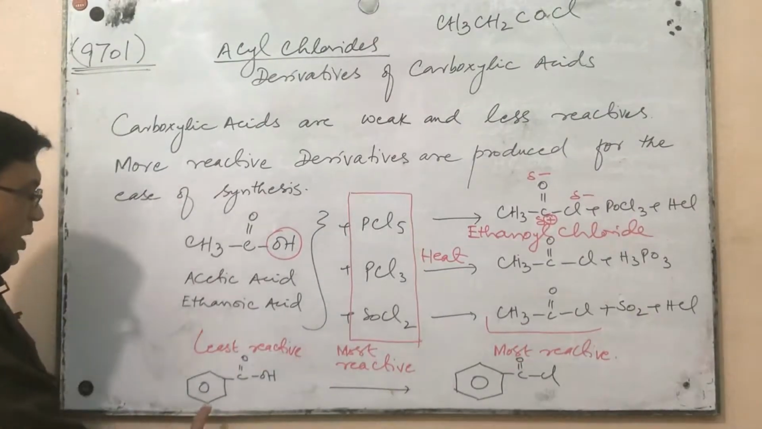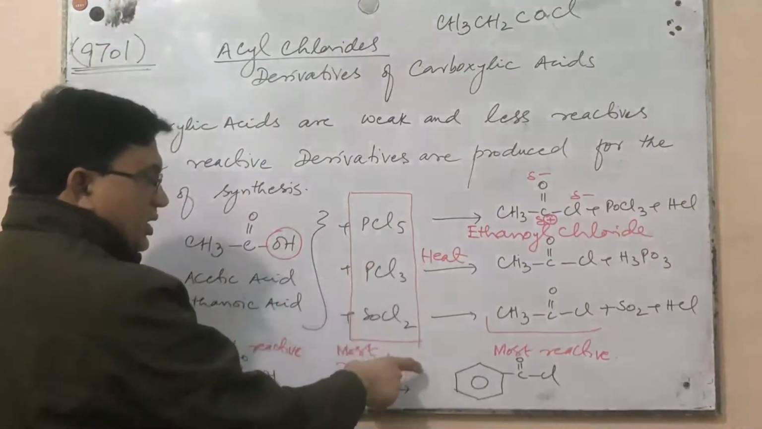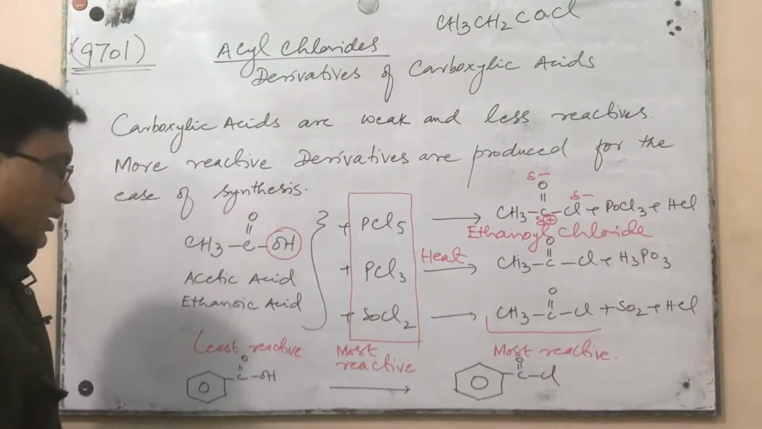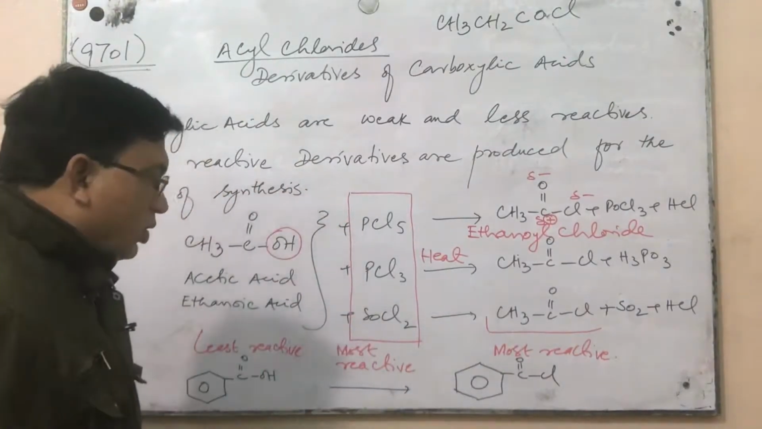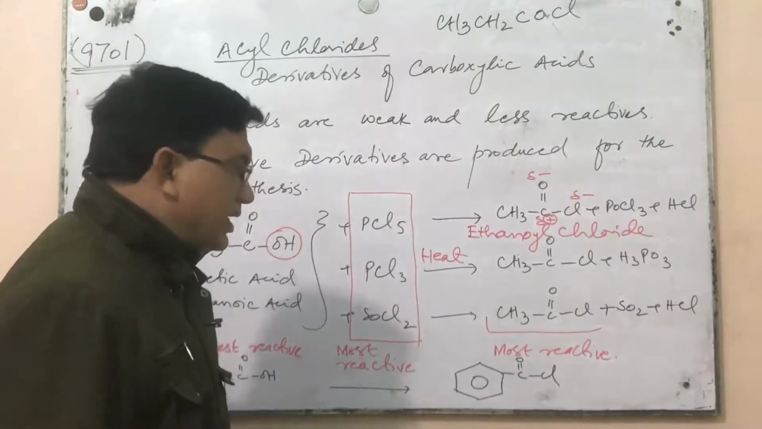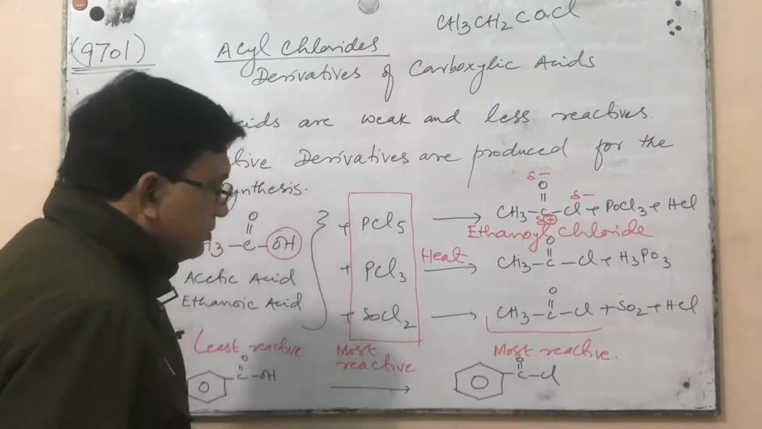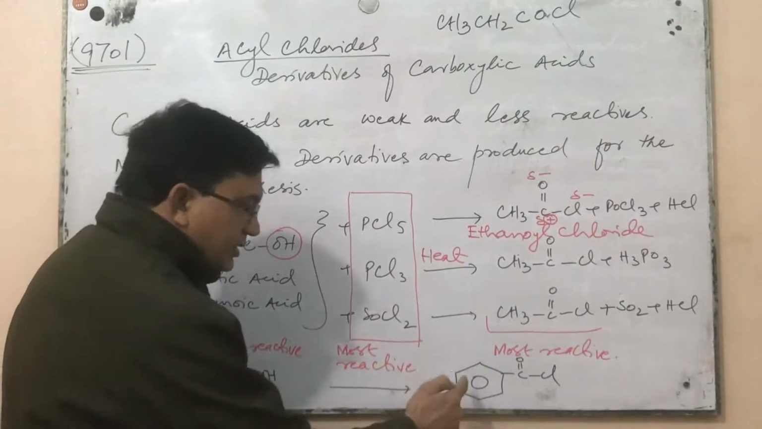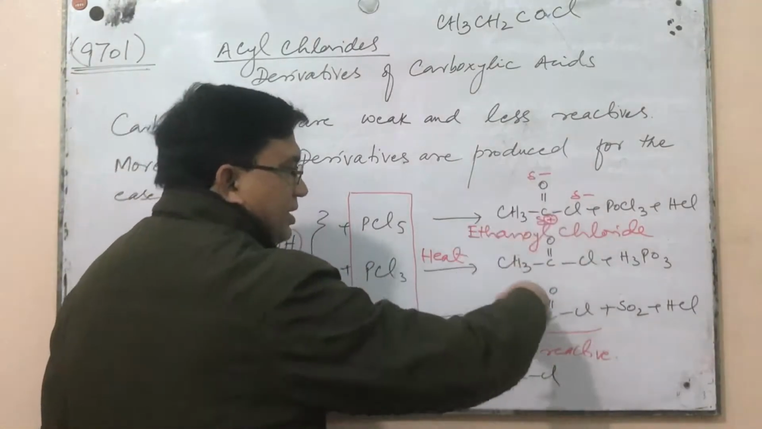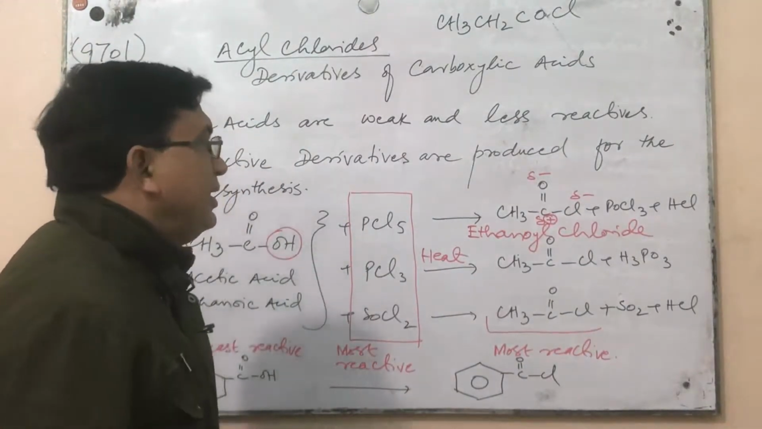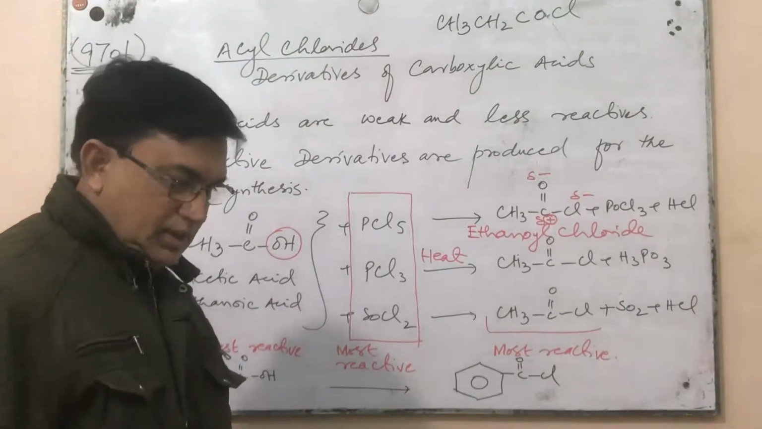Similarly, if we treat benzoic acid with all these three reagents, we can also prepare aryl chloride, because now aromatic character due to the presence of this benzene ring also appears in this compound. But this aryl chloride is not as reactive as the aliphatic acid halides or acyl chlorides.